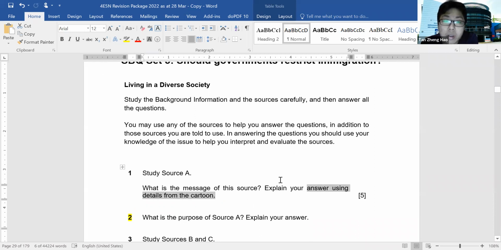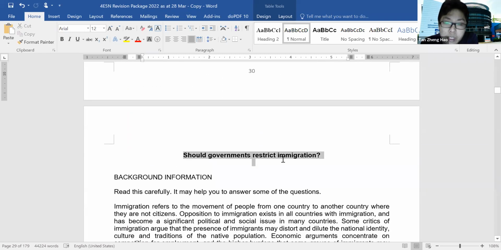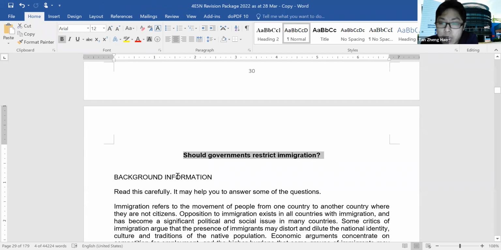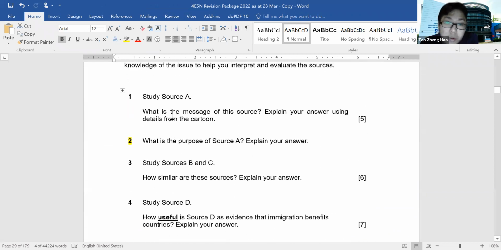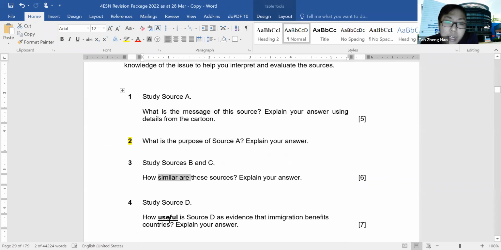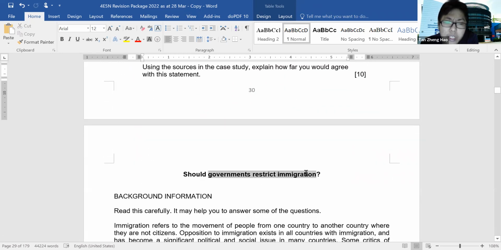As I always tell my class, what is the message of the source? Before I even read the source, sometimes I can start to pinpoint and guess what the possible message is. How do I do it? I can rely on what we call the topic or the inquiry question. This is the overarching question that applies to all the sources, which means all the sources will be talking about something about this. In this case, whether government should restrict immigration. Why is this useful? Because this topic applies to all the sources, so the message, the purpose, what they are similar in, some of it applies to here.